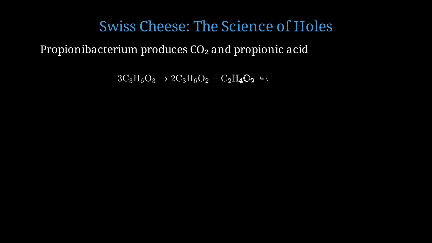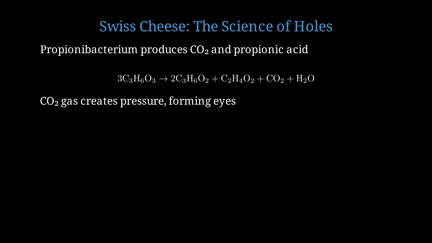3 molecules of lactic acid are converted to 2 molecules of propionic acid, plus acetic acid, carbon dioxide, and water. The carbon dioxide gas cannot escape from the cheese and forms pockets that grow into eyes. The elastic protein network of Swiss cheese, due to its higher pH, allows these bubbles to expand without bursting.